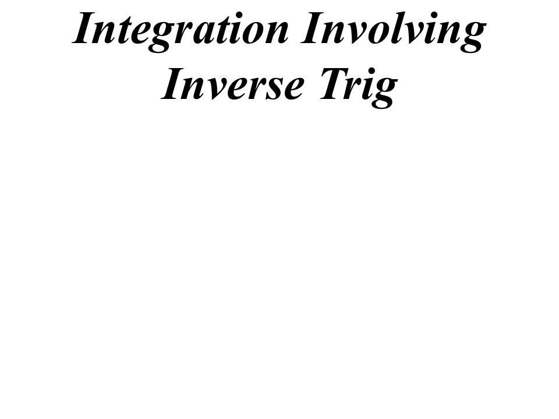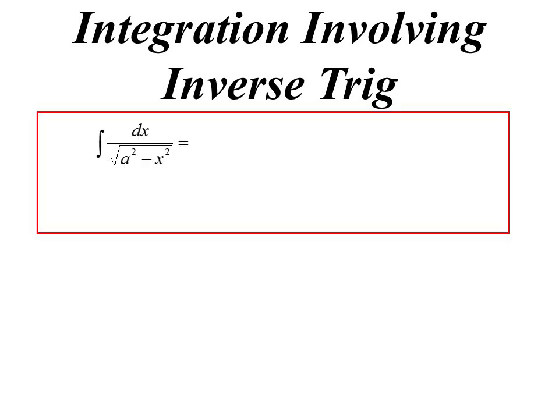Let's now go back the other way, but we're not actually going to integrate inverse trig functions at this stage, but integration that will involve inverse trig, so the result will be inverse trig. In other words, it's the backwards of what we looked at yesterday. If I end up with an integral like this, dx on the square root of a squared minus x squared, I know that's going to be inverse sine, it'll be x on a.